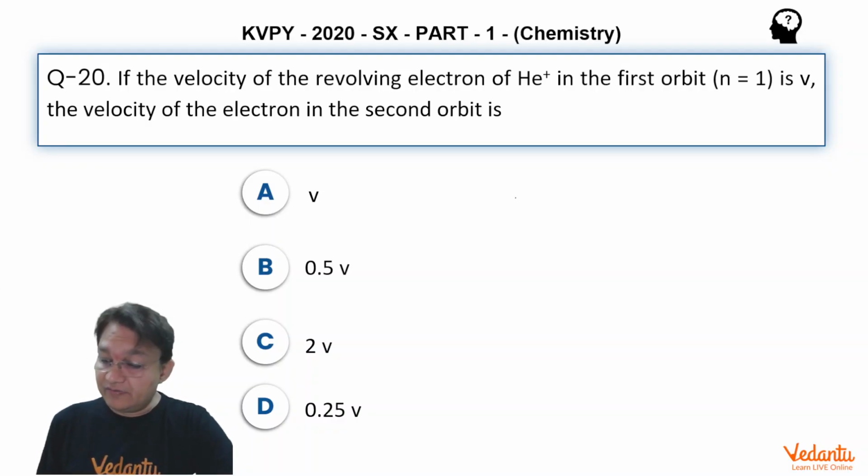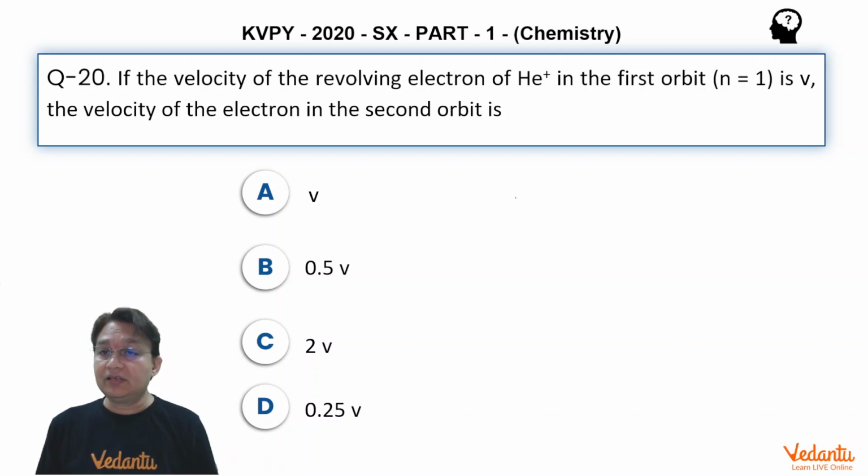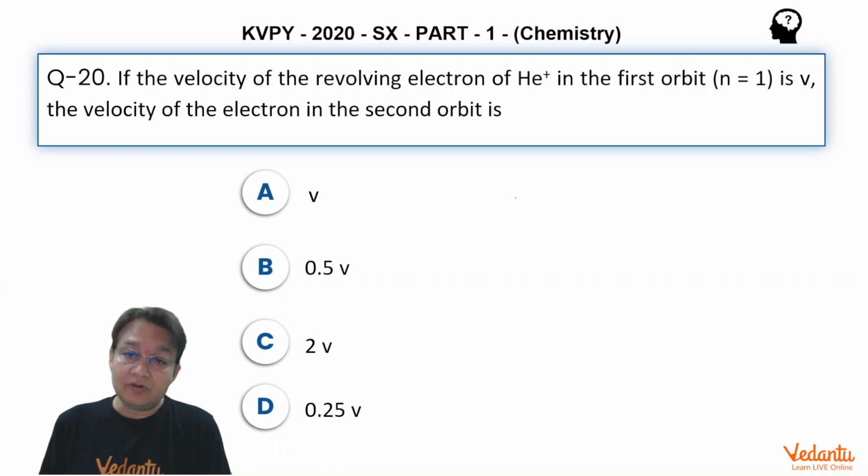Here is a very simple question. The velocity of the revolving electron of helium plus in the first orbit is V. The velocity of the electron in the second orbit will be what? The options are V, 0.5V, 2V and 0.25V.